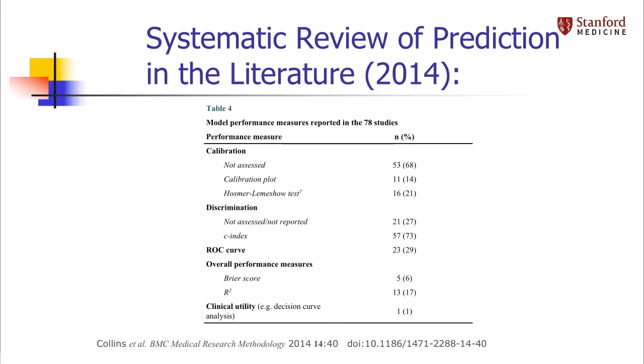We'd like to see predictive models report goodness of fit, calibration, and discrimination. But here somebody's done a search of the literature to see how well we're doing on this. And they found that in 68% of cases, the authors did not report a calibration. In 27% of cases, they did not report discrimination. Very few actually reported overall performance measures. So we could do a little bit better in our reporting of prediction models in the literature.